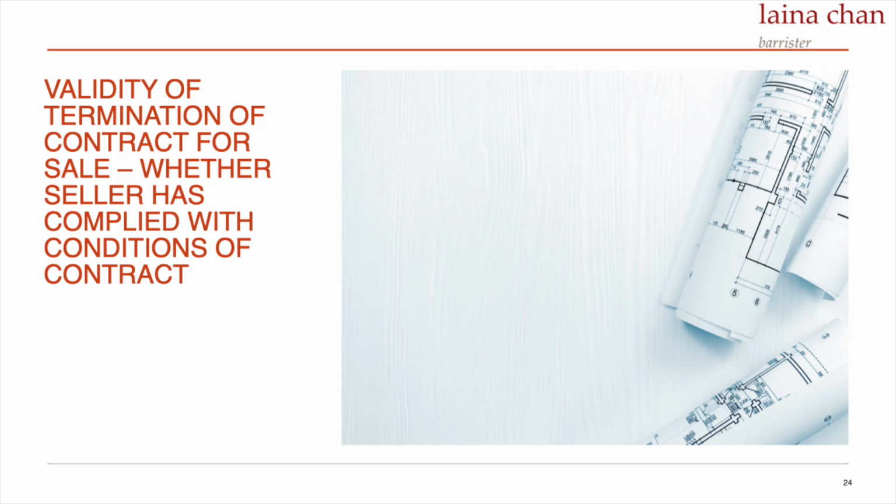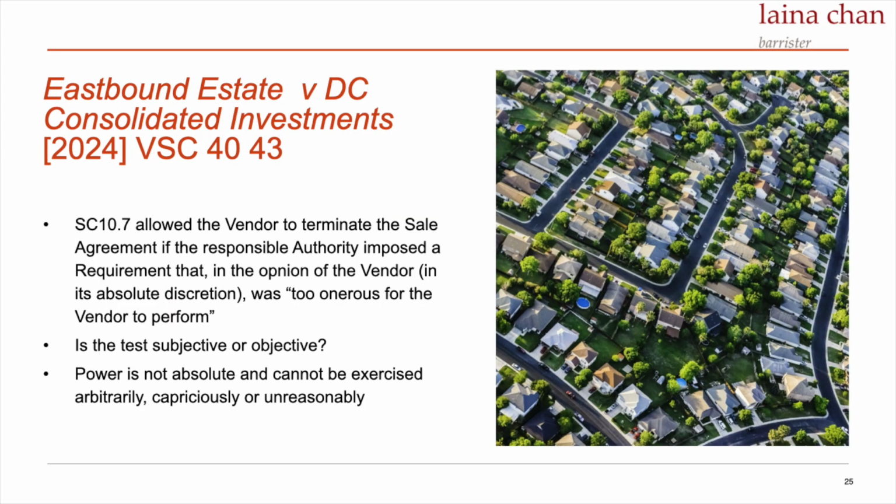Okay, so there are a few cases here I've collected which deal with the validity of termination of a contract for sale. And it comes down to whether or not the seller has complied with the terms of the sale of land contract. So in this particular contract, it allowed the vendor to terminate the sale agreement if the responsible authority imposed a requirement that, in the opinion of the vendor, in its absolute discretion, was too onerous for the vendor to perform. And if you're looking at a literal reading of it, it does appear that the vendor can just decide whether or not, in its absolute discretion, the condition has been too onerous and seek to rescind the contract.